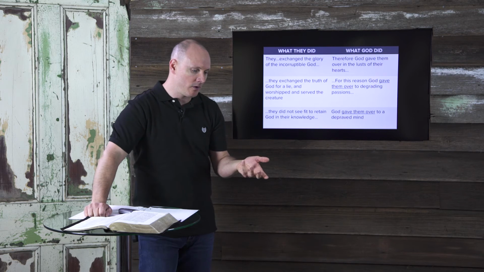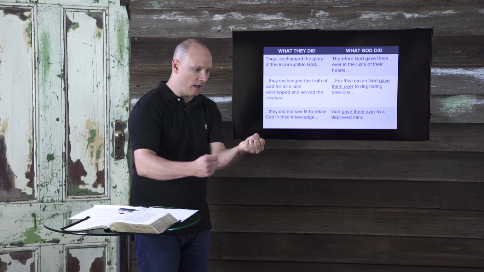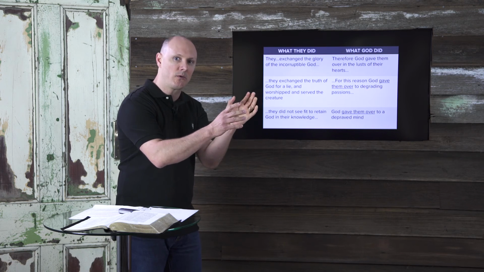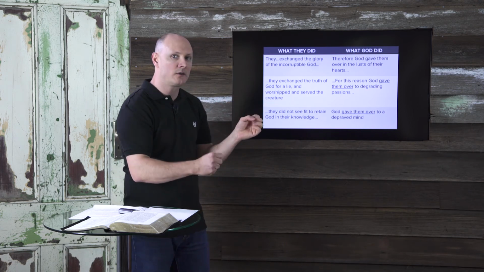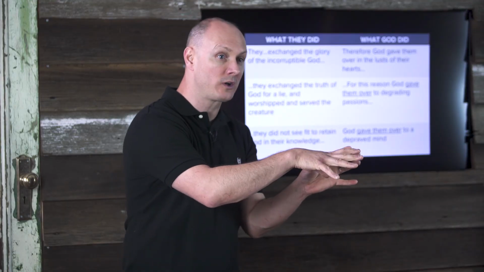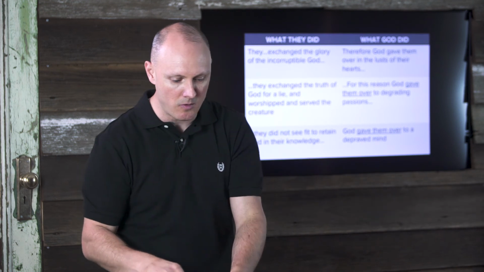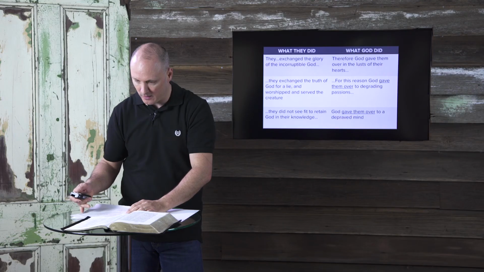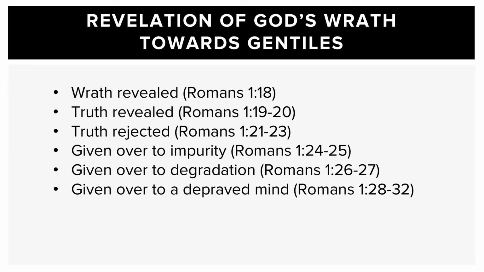If you've ever stood on a riverbank holding a boat or a canoe with a rope, all you have to do is just let go of the rope and the current will take it away. And that's in essence what God did. God turned men over to go their own way, the way of their wicked hearts. And so God gave them over to the impurities that were already there. You have truth revealed. You have truth rejected. You have them given over to impurity, given over to degradation, and over to a depraved mind, a mind incapable of discerning.